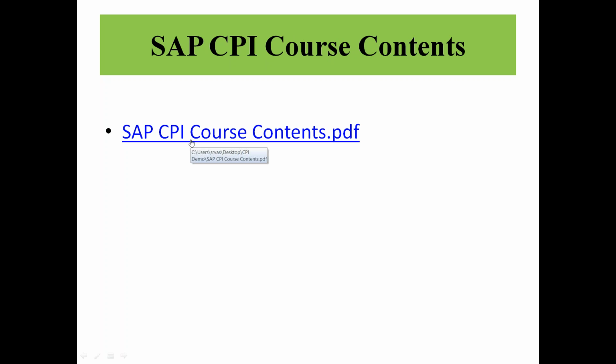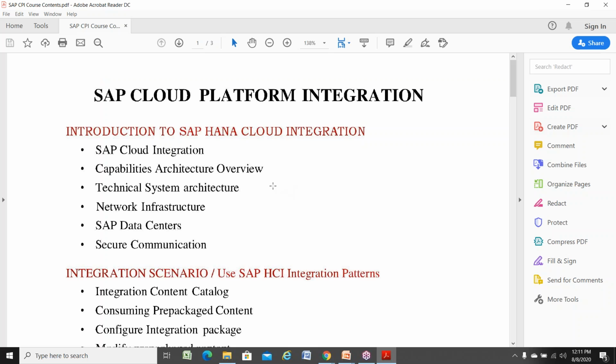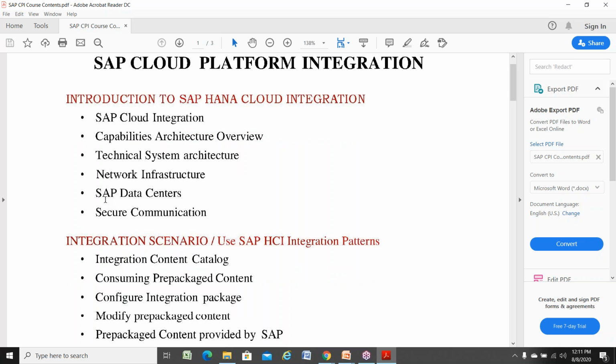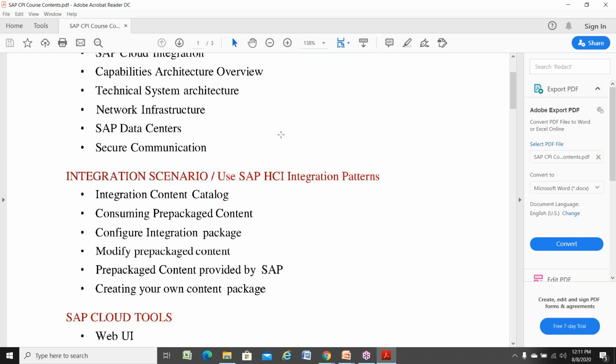Now I'm going through the course contents. I will quickly explain what are all the contents we are going to cover. Introduction to SAP Cloud Platform Integration. Then in SAP Cloud Platform Integration, the key capabilities, technical system architecture, network infrastructure, SAP data source, secure communication. I have already given you an overview of these things. In our next sessions, I will deep dive into those areas.